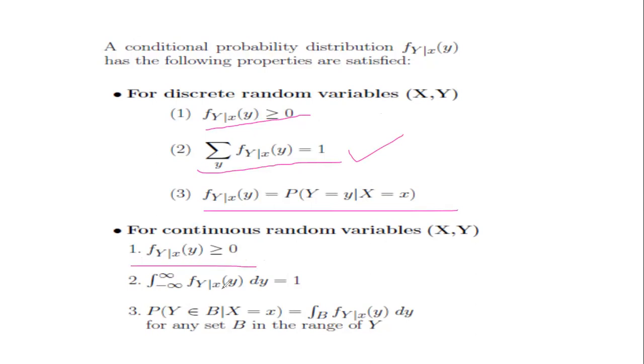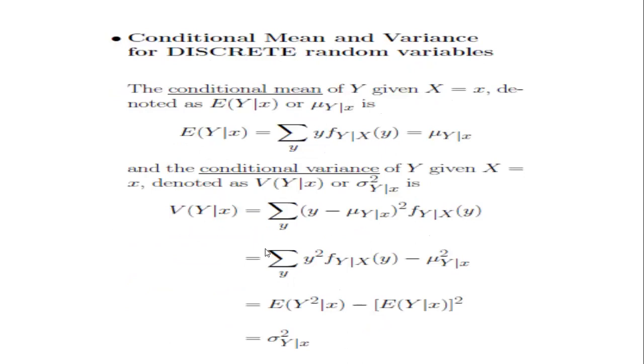For the continuous case, again the same thing. You have to differentiate, integrate, and here you have to specify the range. We don't need to remember the third one; it is just a little bit complicated. The conditional mean is the conditional expected value. First we were multiplying by the joint probability, now we are multiplying by the conditional probability. So y into f of y given x, we represent it by this. That's called the conditional mean, and then the conditional variance.